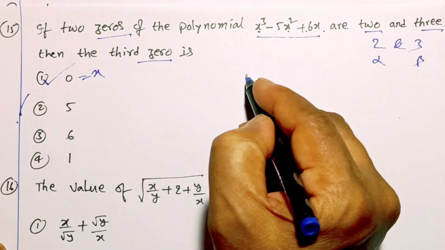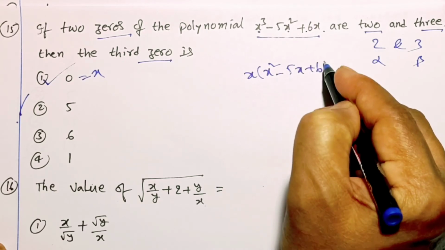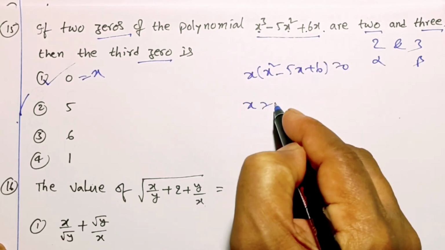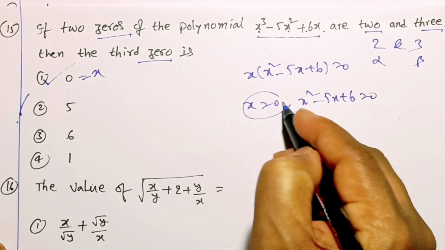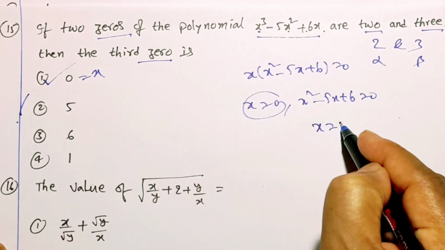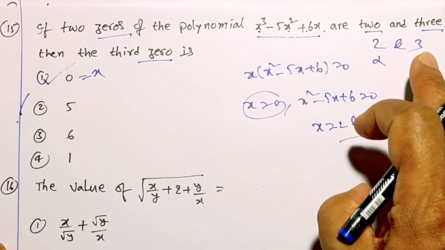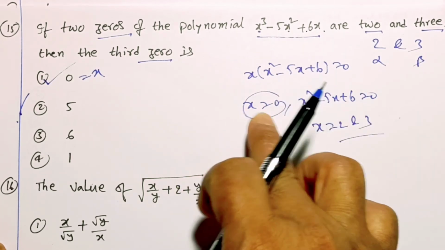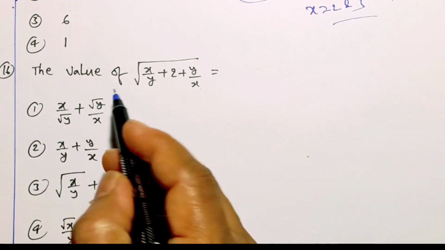Otherwise we can take x common here: x into x square minus 5x plus 6 equal to 0, meaning x equal to 0 and x square minus 5x plus 6 equal to 0. x equal to 0 is a root, and x equal to 2 and 3 are the other roots. 2 and 3 are already given, so x equal to 0 is the right answer. Option 1 is right.